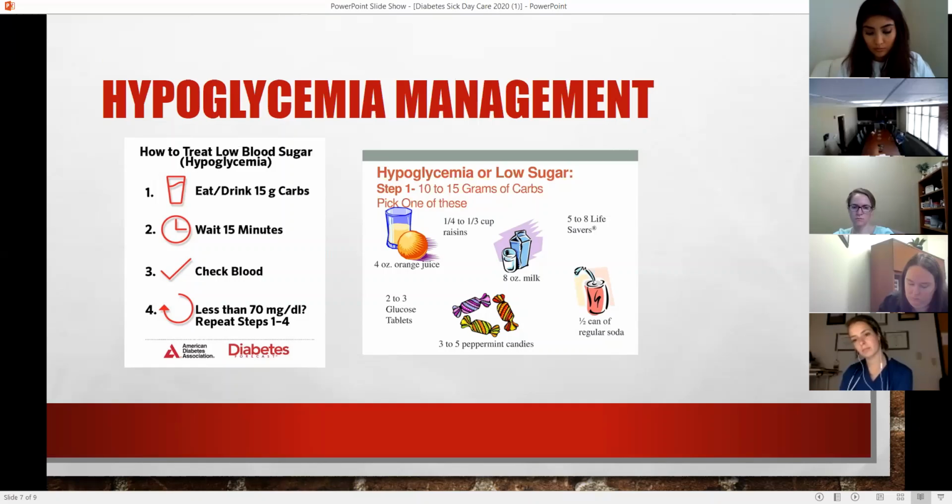But other things you can use are usually 3 or 4 glucose tabs will equal about 15 grams of carbs. So just read the label. Each of those are a little different. You could use skim milk, about 4 to 6 ounces of regular juice or regular pop, and so on. There's some examples there. Next slide.